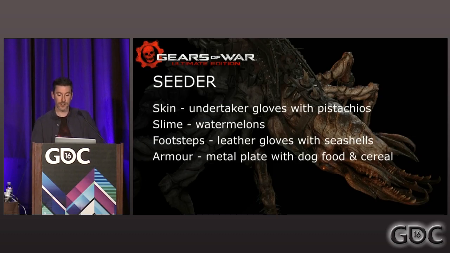So next, a quick look at how we built the sound of my favorite creature, the Cedar. The Cedar has very tough skin, so for that layer we used thick rubber undertaker gloves filled with pistachio nuts for added crunch. For the slime layer we used several watermelons. For the footsteps we used leather gloves with seashells taped to them on concrete. And for the armor and body moves we used a plate of body armor, crushing dry dog food and cereal.